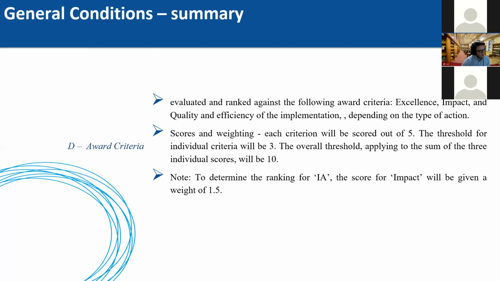In the scores and weighting section, basically, each criterion will be scored out of 5, and the threshold for individual criteria will be 3. The overall threshold applying to the sum of the 3 individual scores will be 10. Take note that in regards to innovation actions, the impact section will be given a 1.5 weight.